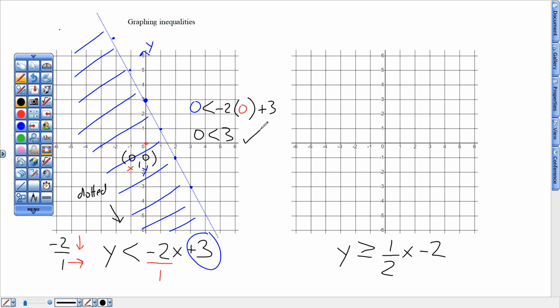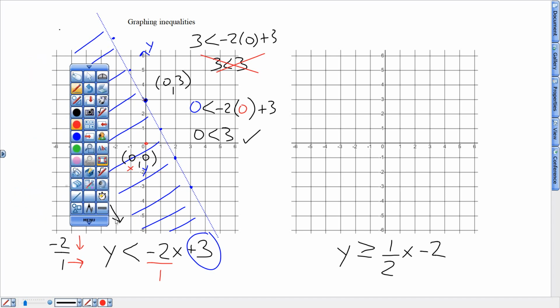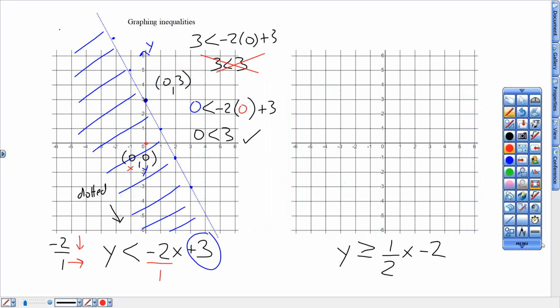Any points along this line will not work. If I was to plug in (0, 3) for x and y, that would give me 3 less than negative 2 times 0 plus 3. 3 less than 3. That is not true. That's why you can't pick points on a dotted line. If I had my inequality less than or equal to, that means yes, I can choose points on that line. But again, a dotted line is there for a reason. You cannot choose points on the dotted line.